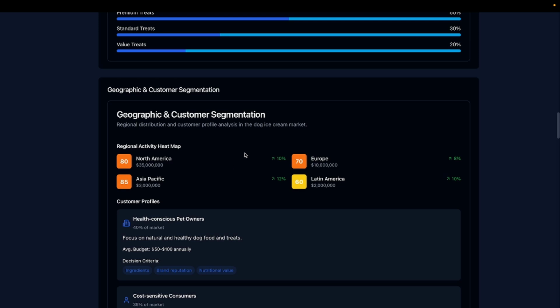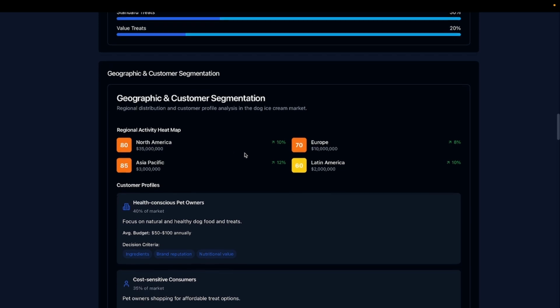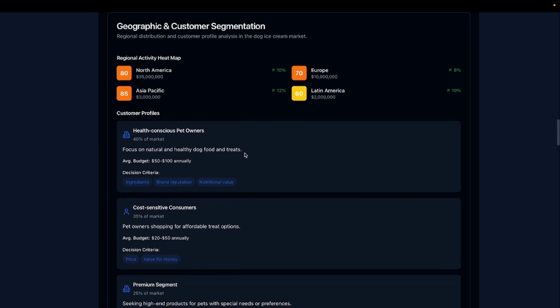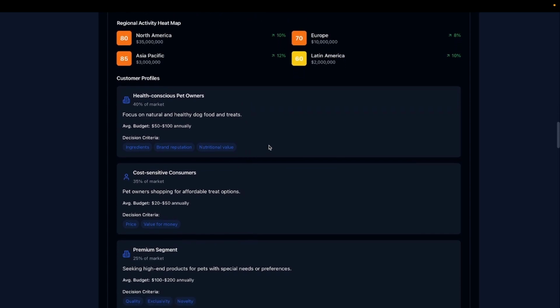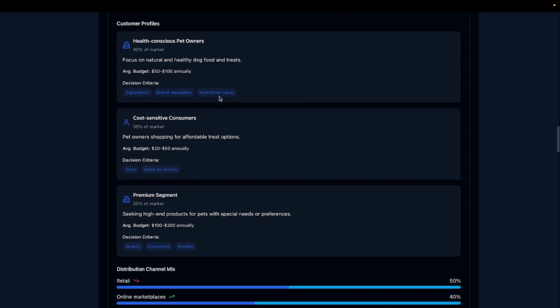We'll do another example, a really general one, and we can see everything filled out, but this is just an example. So customer profile, this is who you're going to be selling to. We've got health conscious pet owners. About 40% of the people are there. They're willing to spend like $100 annually, which is good information to have. The decision criteria: they want to know about the ingredients, brand rep, and nutritional value, which aligns with why there's 2 big players in the game. Ben & Jerry's is king of ice cream, allegedly. Don't ask me, I don't know.